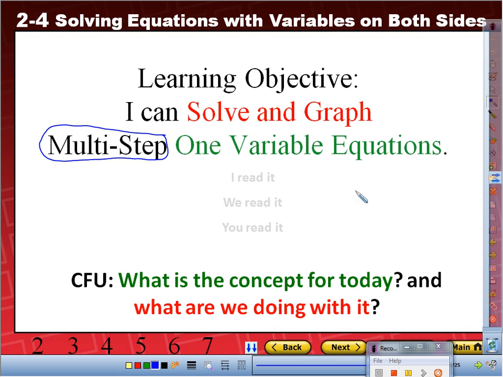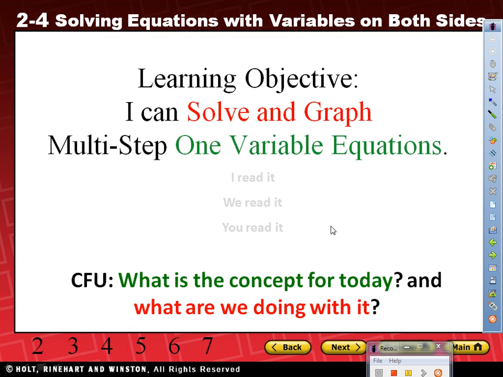And pretty much everything builds up on what we did yesterday. So once again, our objective for today, I can solve and graph multi-step one variable equations. Let's read together. 1, 2, 3. I can solve and graph multi-step one variable equations. So tell your neighbor, what concept are we still on today? One variable equations. Okay, so let's continue.